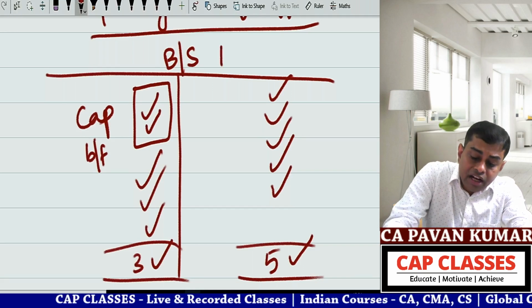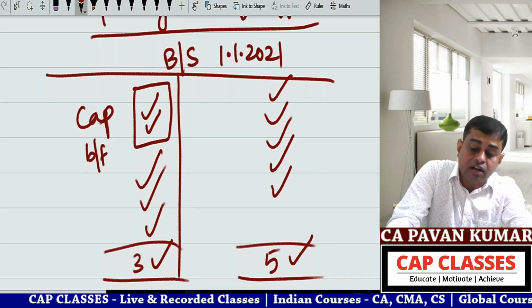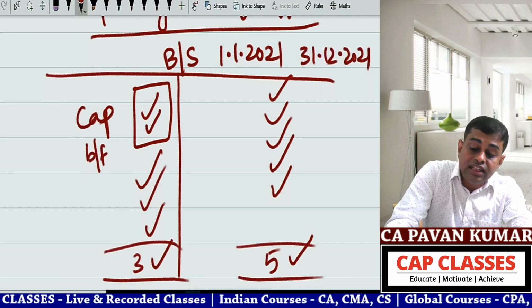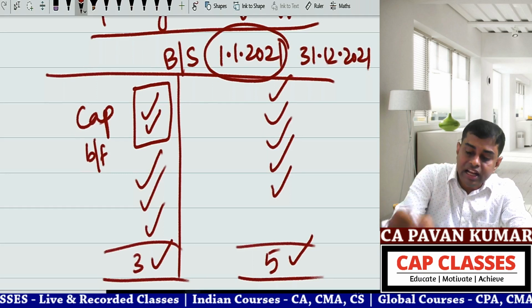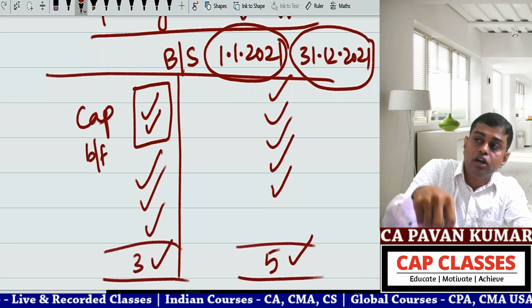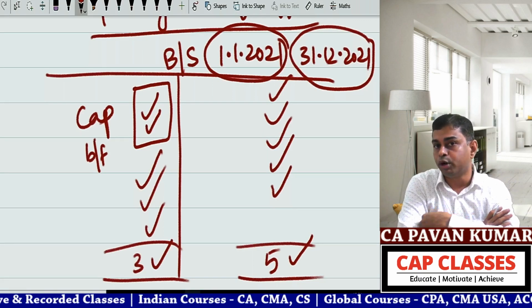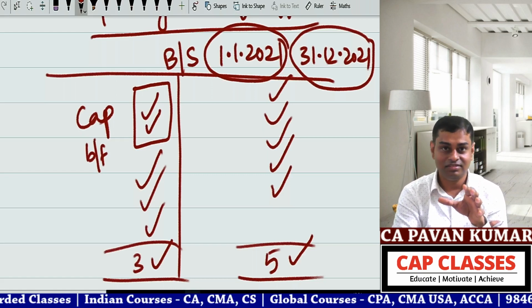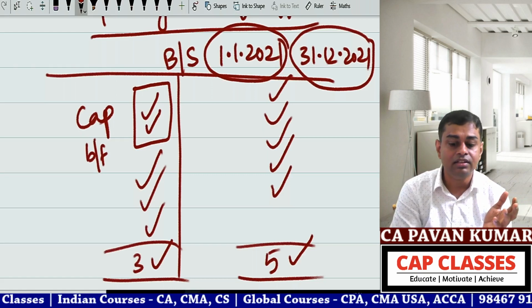So you'll prepare it on 1/1/2021 and you'll prepare it on 31/12/2021. This is called opening capital. This is called closing capital. Difference between the two is profit. Easy, no? Single entry system is actually very easy.